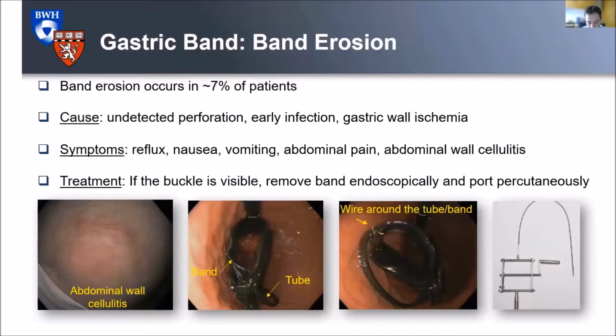If the buckle is visible, you can remove the band endoscopically. For example, in this case, I passed a stiff wire around the tube and band, fed that wire into the mechanical lithotripter prior to cutting and removing them endoscopically. For this case, a surgical colleague was also in the room, removing the port percutaneously.